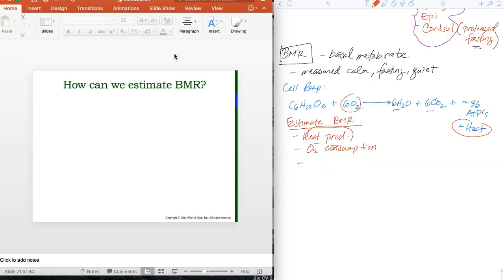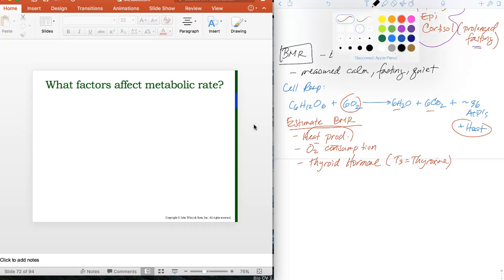So really there's a hormone again that stimulates metabolism, and that's going to be a person's thyroid hormone levels. You'll look at a hormone called T3, or thyroxine. All right, so that's the estimation part. What are some factors that affect a person's metabolism? Let's list that.